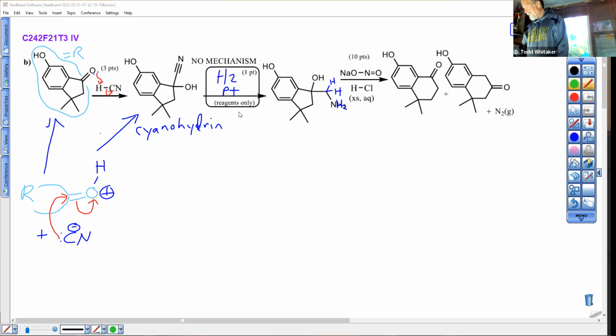Each one of them can come from H2 and Pt. Alternatively, you can use NaBH4 followed by HCl. They both work to reduce a nitrile to a primary amine. And then we're setting up for my favorite mechanism. I see sodium nitrite, I'm thinking Tiffeneau-Demjanov. Tiffeneau-Demjanov.